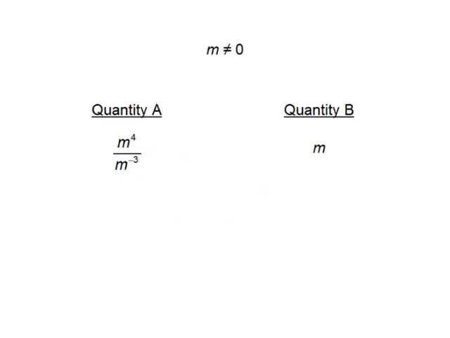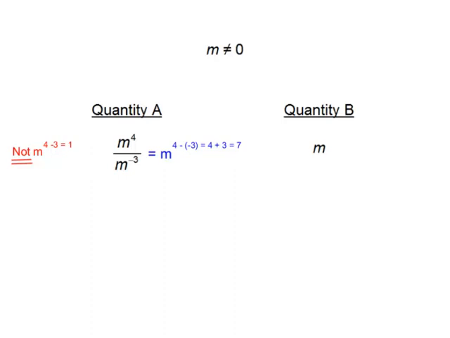This one tests exponent rules again, and most specifically the rule about division. When you divide, you subtract the exponents. So be very careful with the signs here. That's a negative exponent in the denominator, so it's 4 minus 3, which becomes 4 plus 3. So this is a comparison between m to the 7th and m. Be careful, if you dropped that sign or mistakenly subtracted 3 from 4, you would have maybe concluded that the answer was C.